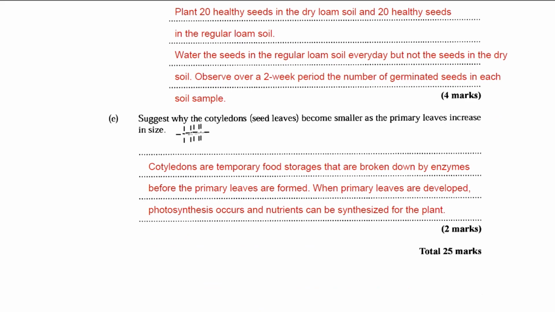And part E suggests why the cotyledons or the seed leaves become smaller as the primary leaves increase in size. Well, this is because cotyledons are temporary food storages that are broken down by enzymes before the primary leaves are formed. When the primary leaves are developed, photosynthesis would occur and nutrients can be synthesized for the plant.